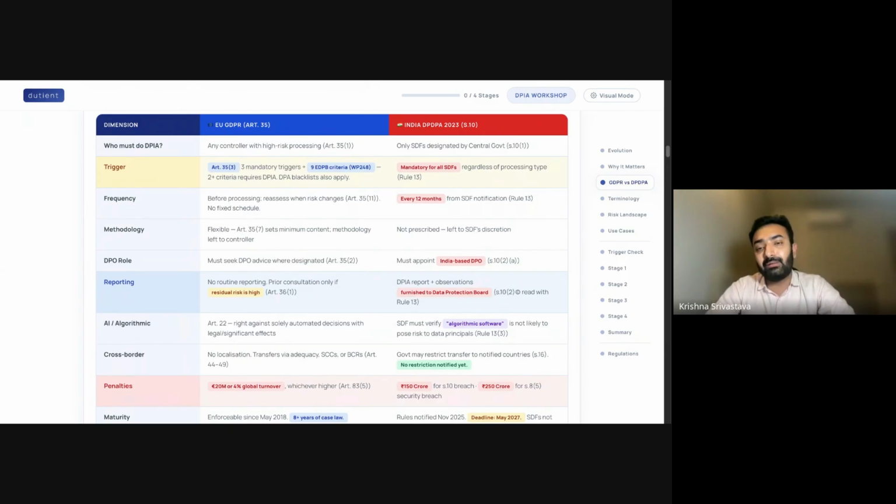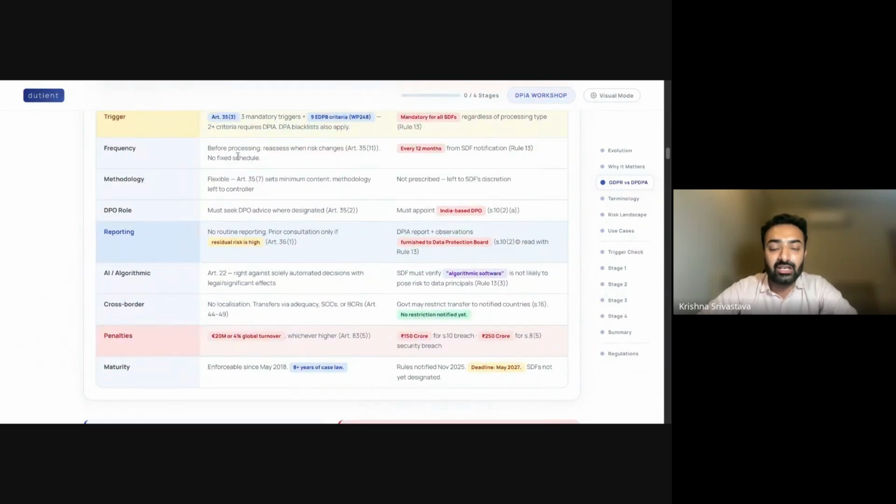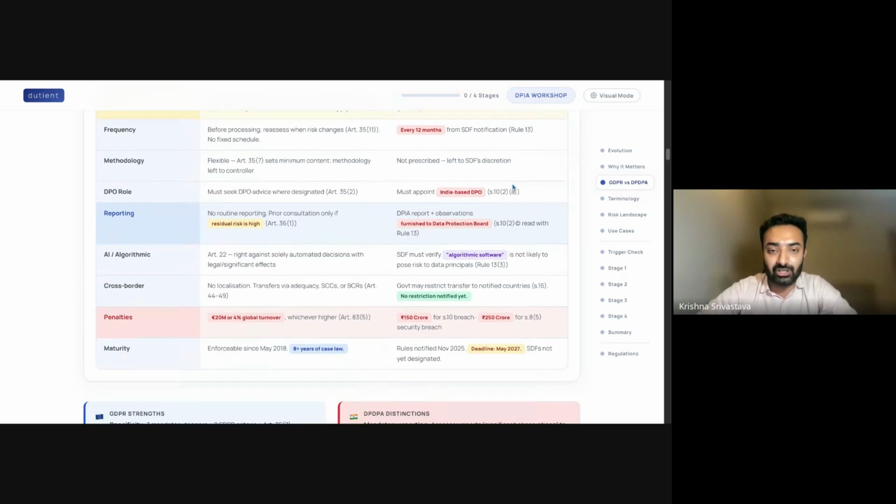For India's DPDPA, it's mandatory for all SDFs. The frequency, traditionally, is before processing, and reassess when risk changes. There is no fixed schedule. The schedule is something that you determine. Most companies determine it as annually. Some companies determine it as whenever there is a material change in how the processing activity differs. In India, it's every 12 months from the SDF notification.